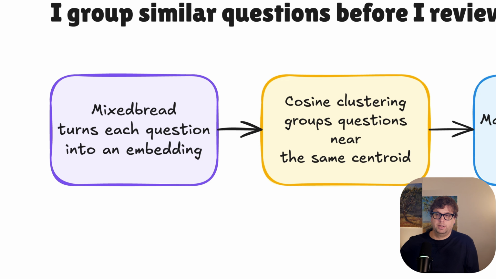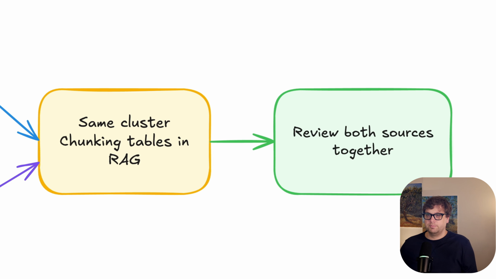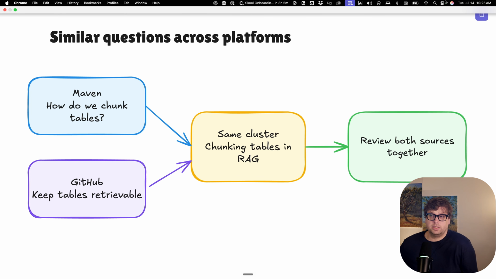I'm using Mixedbread, and it turns each question into an embedding. I use cosine clustering. I'm going to group all the questions, everything kind of near the same centroid, close together. Then I do manual inspection, and now it's evolving into an LLM as a judge, which I'll talk about here in a minute. And I do see similar questions across platforms.